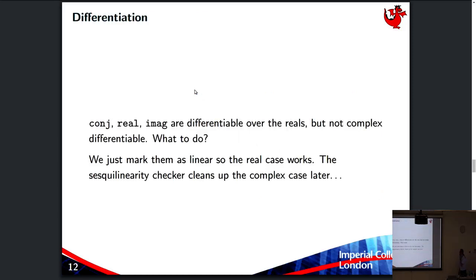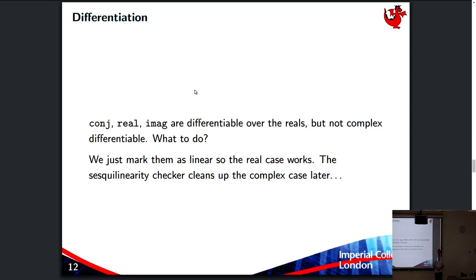And conj, real and imag cause a little bit of a problem. Complex analysis is horrible. In the complex space, nothing is differentiable. Okay, that's not quite true, but lots and lots of things that look like really, really inoffensive functions turn out not to be either linear or differentiable, such as any of these guys. Conj, real and imag are not linear, they're not differentiable anywhere, they suck.